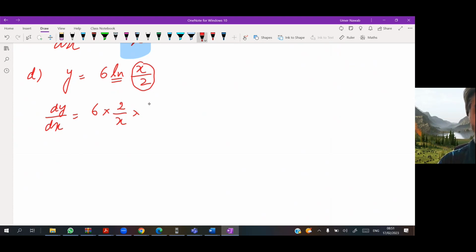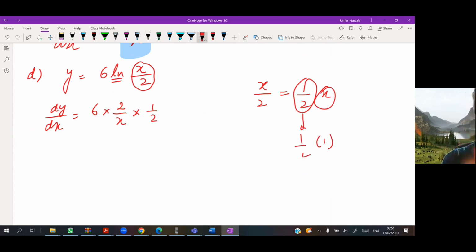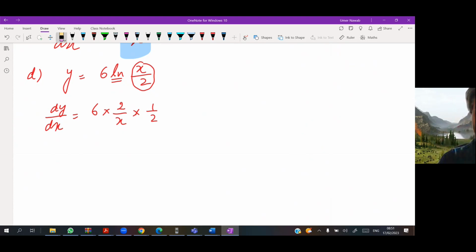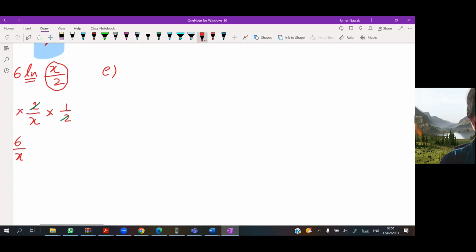Now the further derivative of x over 2 is, come on, x over 2 is just half because x over 2 means half x. So half will stay as it is and the derivative of x is 1. So x over 2 derivative gives you half. Now may I cancel 2 with the 2? And then I get my final answer dy by dx equals to 6 over x. Now we go to the E part.